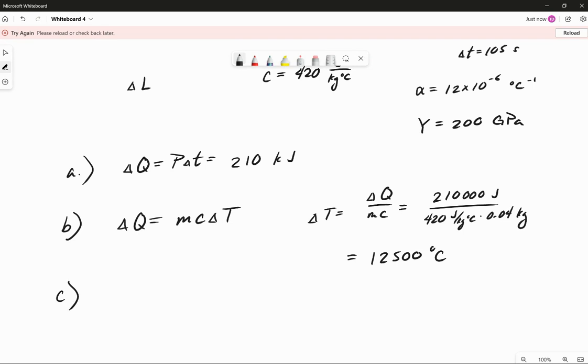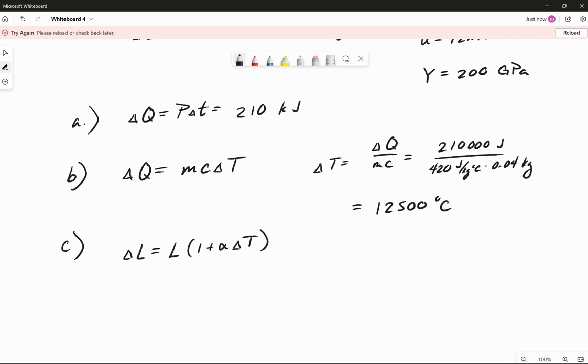And then part C asks us to find what's delta L. Well, delta L is going to be the initial length times 1 plus alpha times delta T. If we look at our equation for linear expansion, or sorry, there's no 1. This is just L times alpha times delta T. That's what I meant to write.